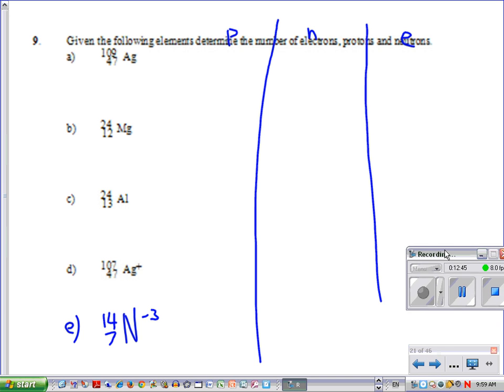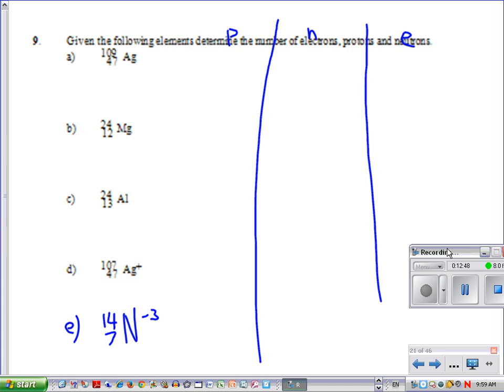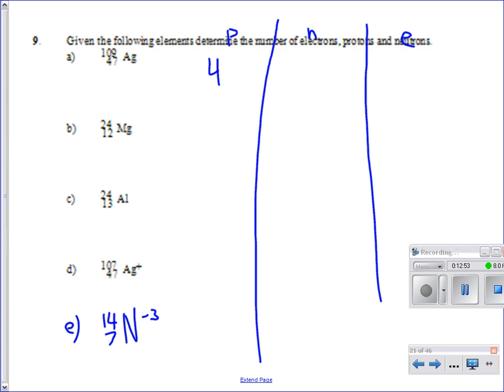Okay, so silver, that first one. How many protons are in silver? 47, because that's the atomic number. How do I find neutrons? Subtract 109 minus 47. What do I get? 60. And then number of electrons, 47. How did I know that? Why is it the same as the atomic number? It's a neutral atom. Sarah got that. It's a neutral atom, so it's not going to have a charge.